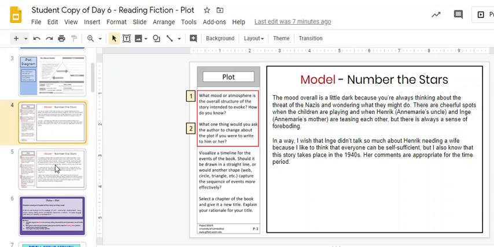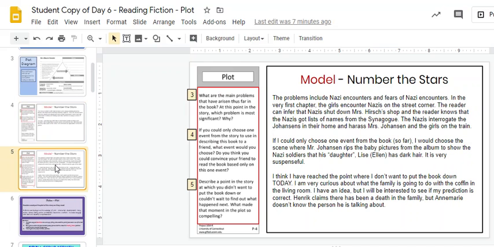Okay. Number 3, what are the main problems that have arisen thus far in the book? At this point in the story, which problem is the most significant and why? The problems include Nazi encounters and fears of Nazi encounters. In the very first chapter, the girls encounter Nazis on the street corner. The reader can infer that Nazis shut down Mrs. Hirsch's shop, and the reader knows that the Nazis got lists of names from the synagogue. The Nazis interrogate the Johansons in their home and harass Mrs. Johansen and the girls on the train.